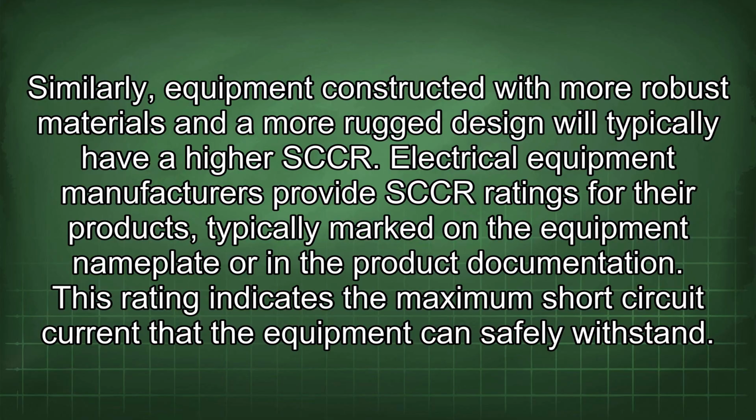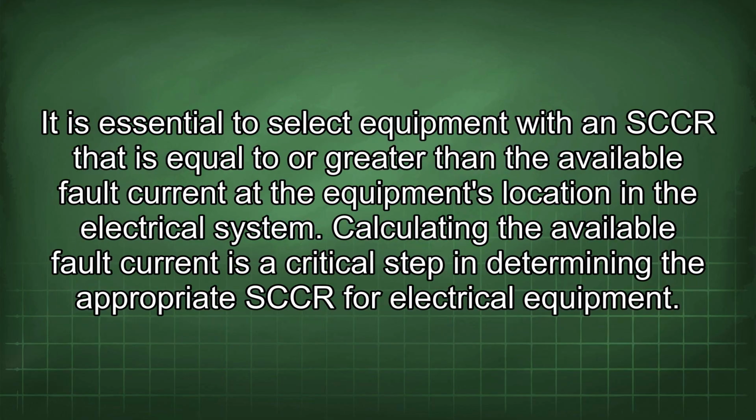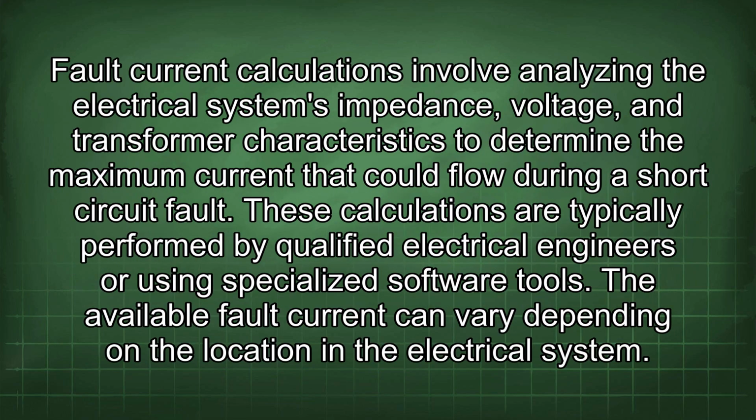This rating indicates the maximum short-circuit current that the equipment can safely withstand. It is essential to select equipment with an SCCR that is equal to or greater than the available fault current at the equipment's location in the electrical system. Calculating the available fault current is a critical step in determining the appropriate SCCR for electrical equipment. Fault current calculations involve analyzing the electrical system's impedance, voltage, and transformer characteristics to determine the maximum current that could flow during a short-circuit fault. These calculations are typically performed by qualified electrical engineers or using specialized software tools.